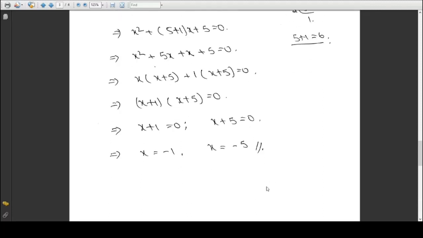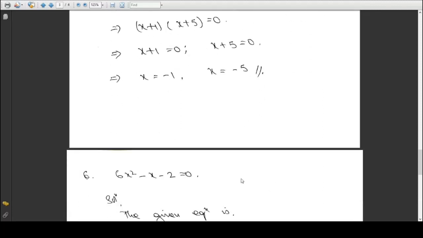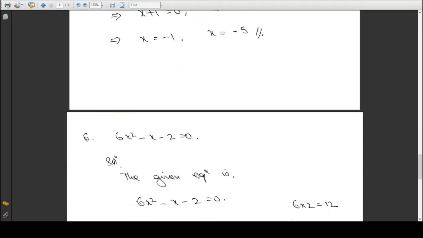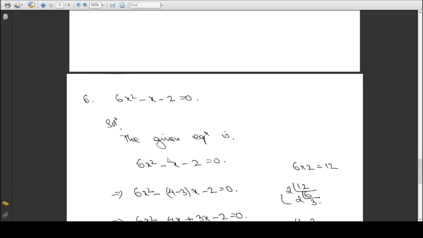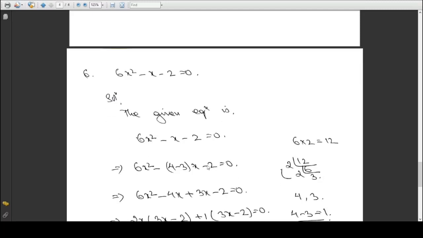Okay, now on the next question, number 6. This is the given equation, 6x squared minus x plus 2 equals 0. Now the coefficient of x squared here is 6, the constant is 2, 6 multiplied by 2 is 12. The factors of 12 are 2 and 6, and 2 and 3 are 6. What do you need? You need 1 as the middle term.